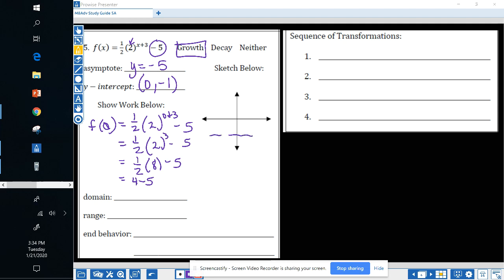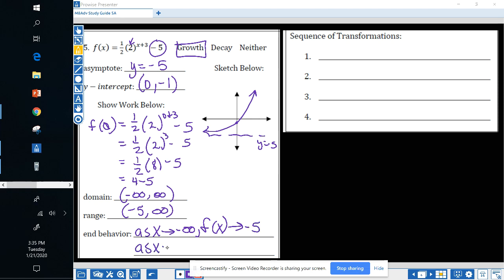Asymptote down here, y equals -5, and our y-intercept 0, -1, and it is a growth. So this is going to help us, especially with our end behavior. Domain, all real numbers. Range goes down to the -5 without touching, and then it goes infinitely up as x goes left on the graph. F of x goes down toward -5 as x goes right on the graph.